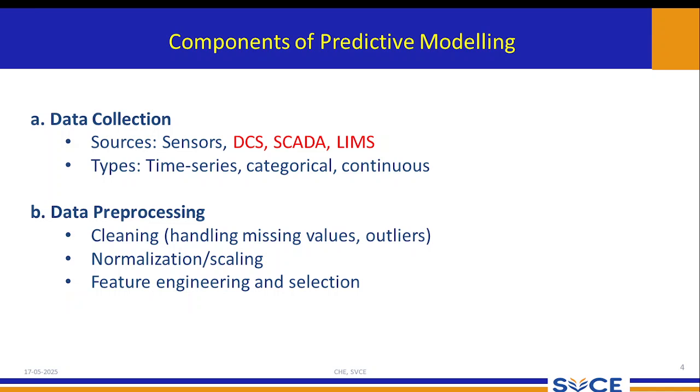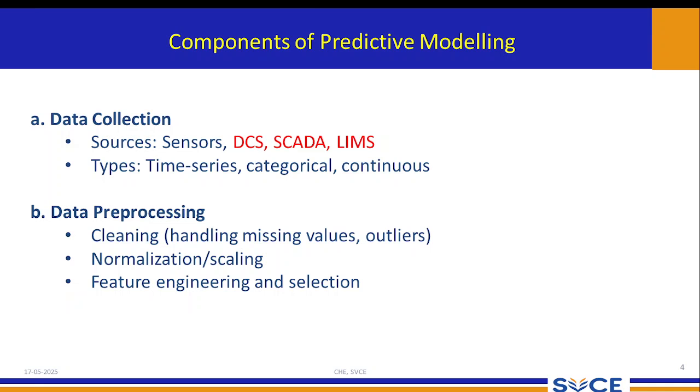And the types of data collection: time series, for which I gave very good examples in the previous class. Let's take a batch reactor and find the data collected with respect to time, like every 5 minutes, for example temperature and pressure. And categorical data, which means yes or no and things like that, like in a decision tree, we will have categorical data. And the data may also be continuous.